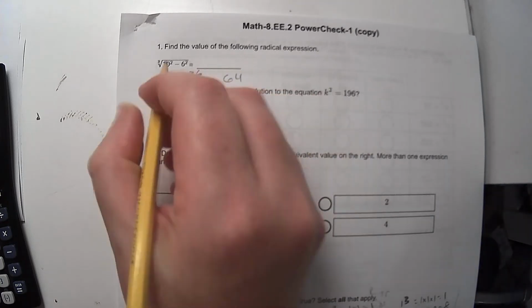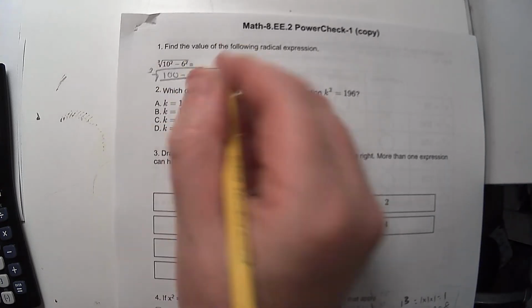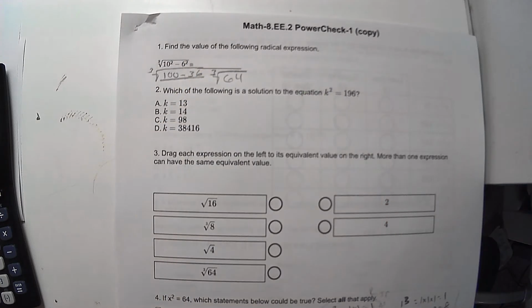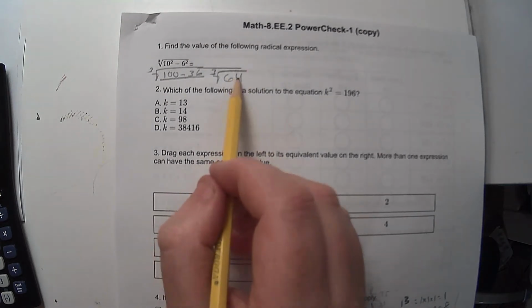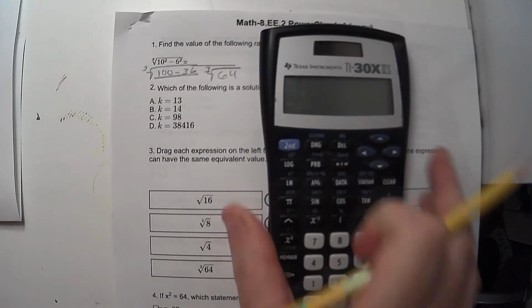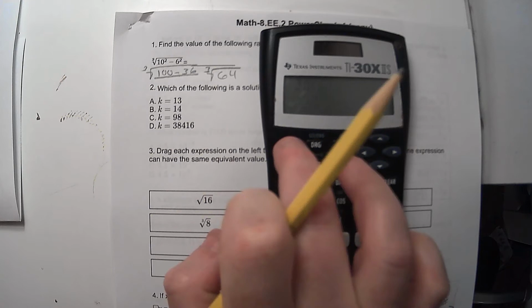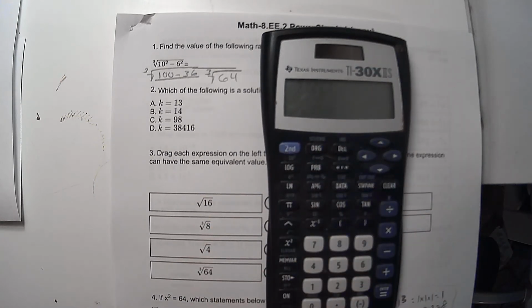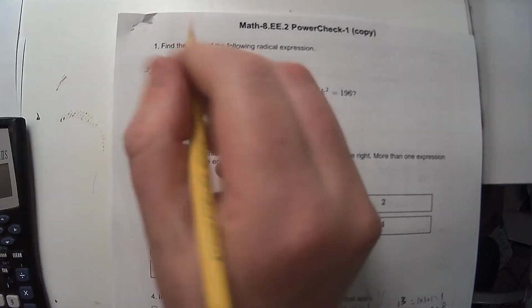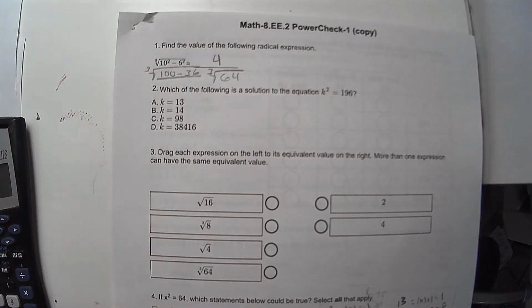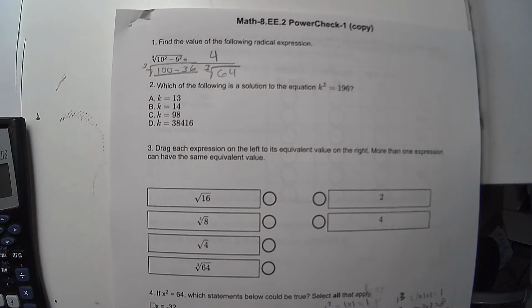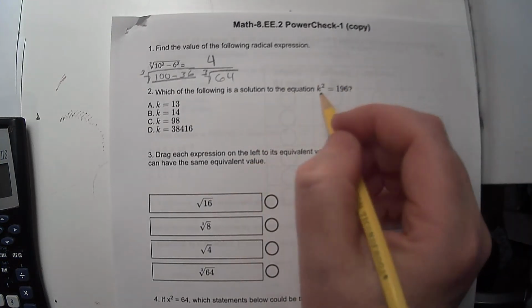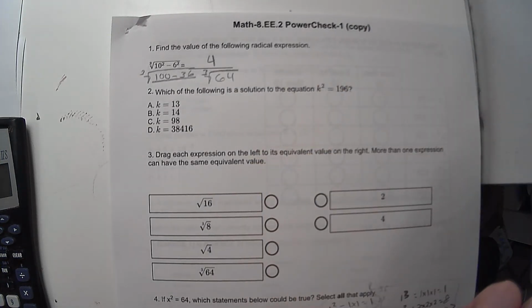All right. So what I'm doing is now I'm trying to find the cube root of 64. So if you've memorized your chart, you can do it that way. Or if you remember the calculator, we hit 3, second rooftop, 6, 4, and enter. And if we do that, it should come up with whole number 4. Okay? All right, so looking at the next one, for number 2, we got: which of the following is a solution to the equation k squared equals 196.